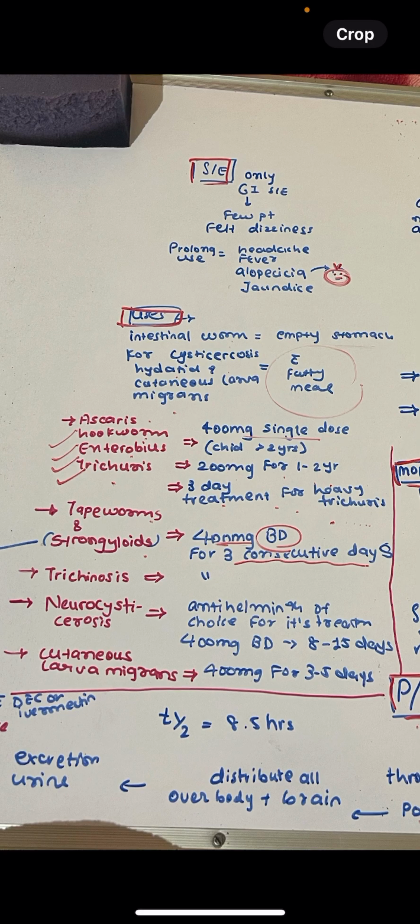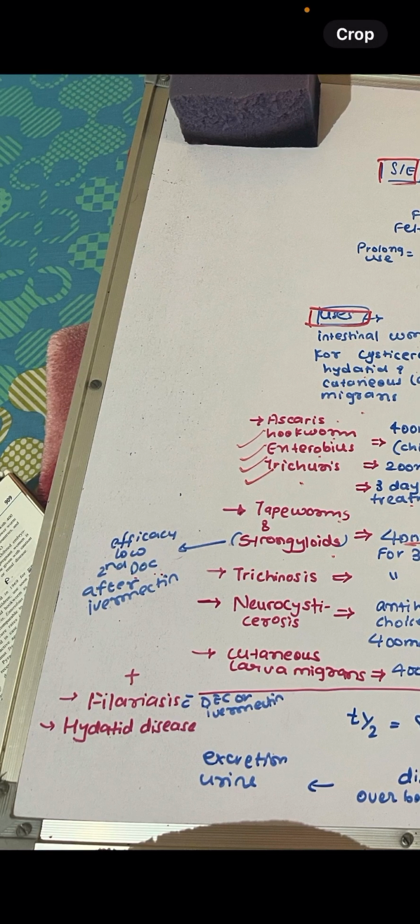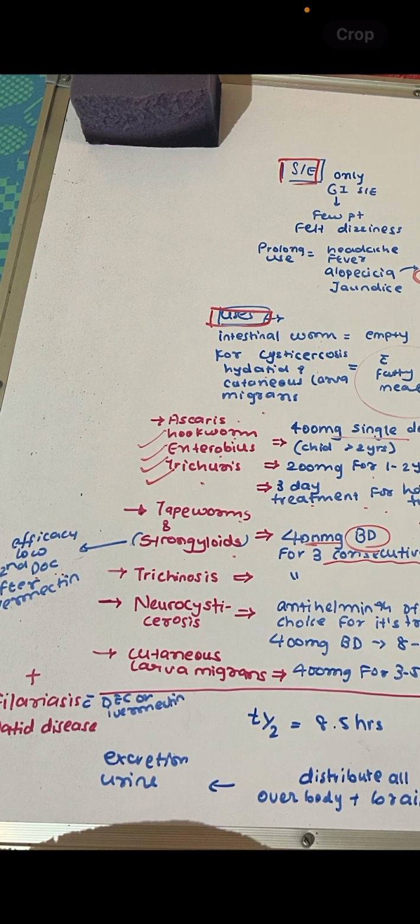Then second is tapeworm and strongyloides. For tapeworm and strongyloides, 400 mg twice a day for 3 consecutive days. And then for trichinosis also, 400 mg twice a day for 3 consecutive days. In strongyloides, efficiency is low compared to ivermectin, so it is a second drug of choice after ivermectin.